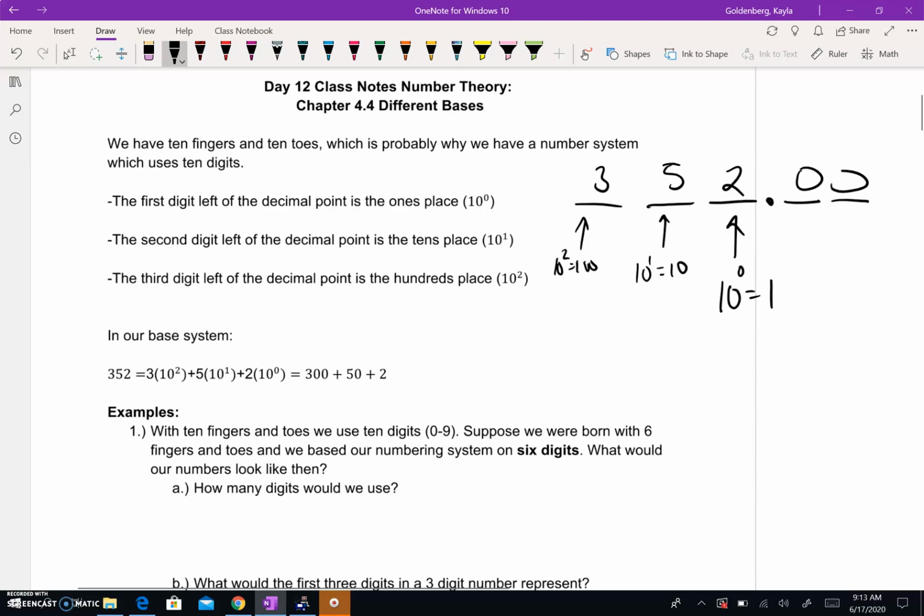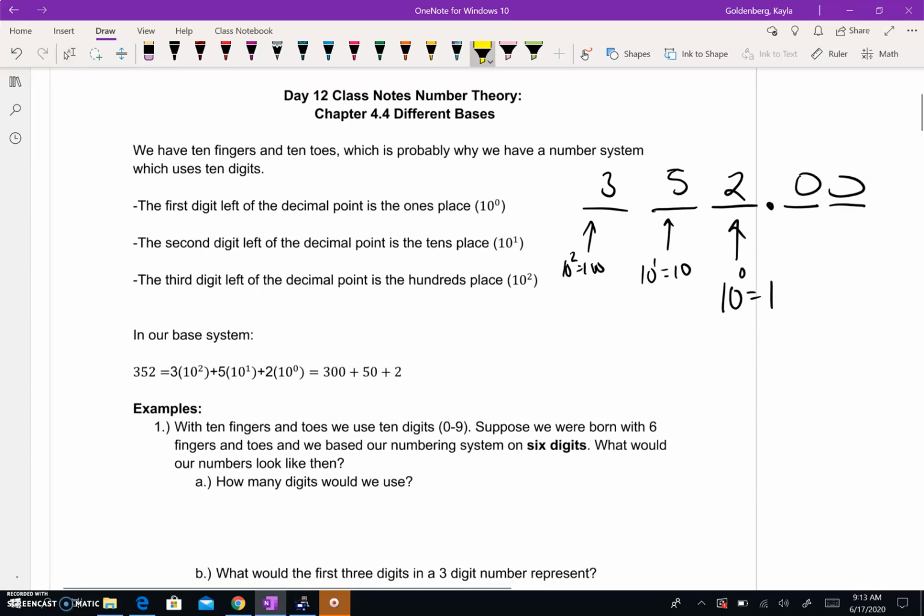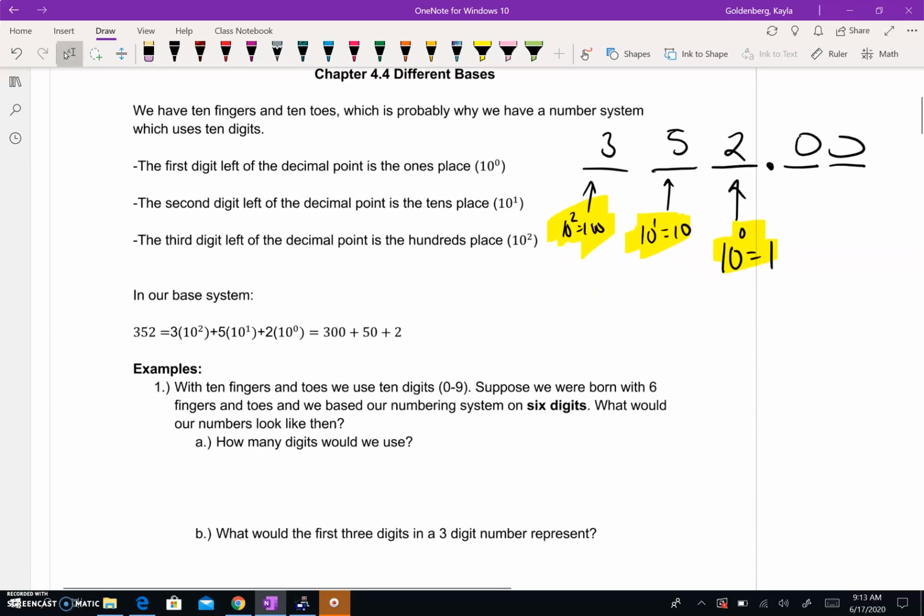352, that is 3 times 10 squared, which is 3 hundreds, 5 times 10 to the first power, which is 5 tens, and then 2 times 10 to the 0, which is 2 ones. And so putting those together, you get the 300, the 50, and the 2, which is kind of interesting to think through. I don't think anyone ever really explained how this fits into our decimals and our digits.